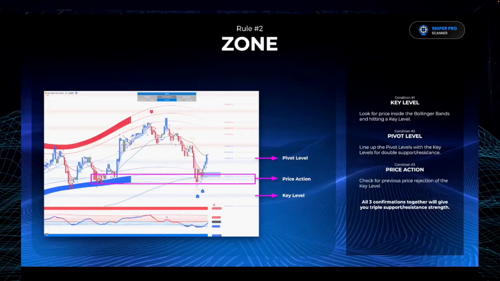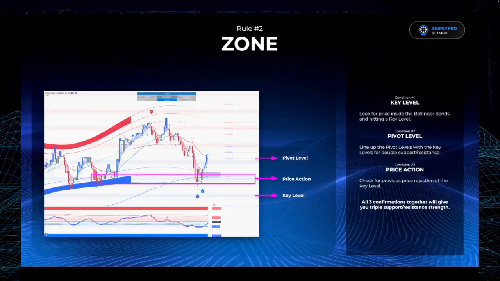The second thing that you want to do to validate that key level is to look for the pivot level. On the right-hand side, you're going to have 5 reversal pivots and 5 support pivots. You want to make sure that that pivot lines up with your key level as close as possible, because it's several different confirmations tied together, and it really strengthens the key level.